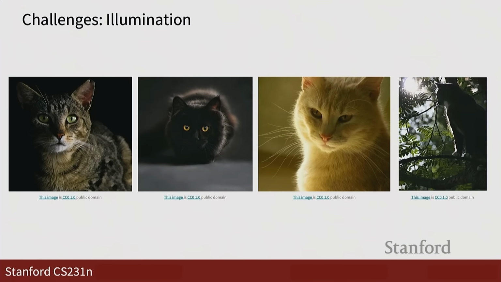Can you maybe name some other challenges that may change the values of the pixels and create problems for the machine to recognize objects, other than illumination and viewpoint changes that I mentioned?